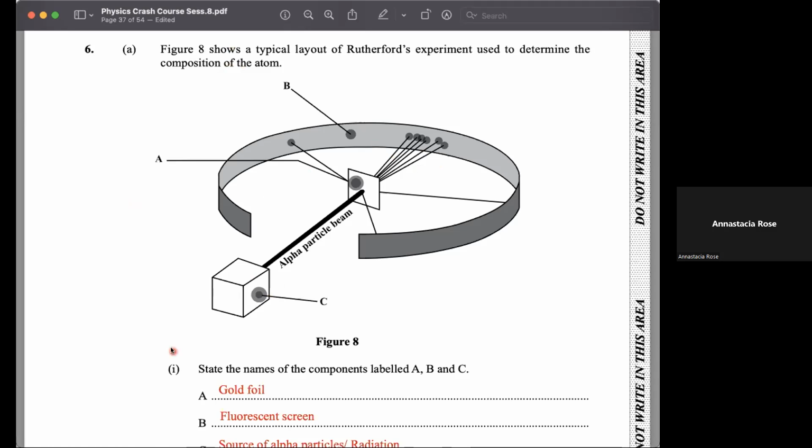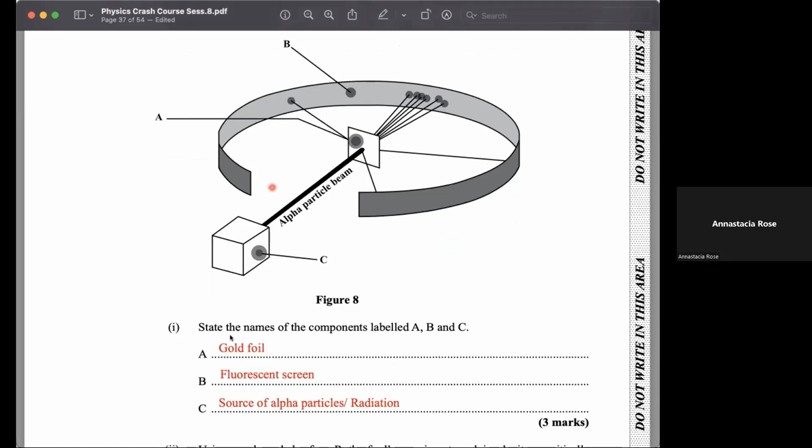So here A is gold, and B right here would be the fluorescent screen. And then C would be the radioactive source, or the source of the particles.